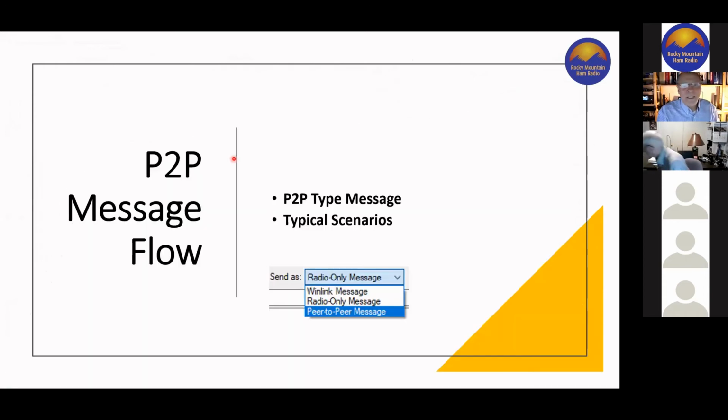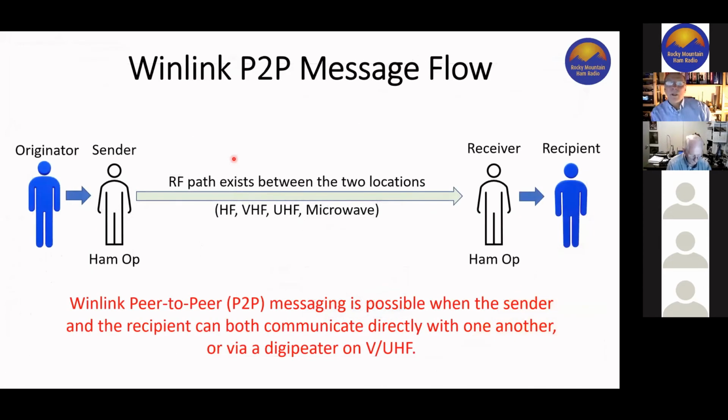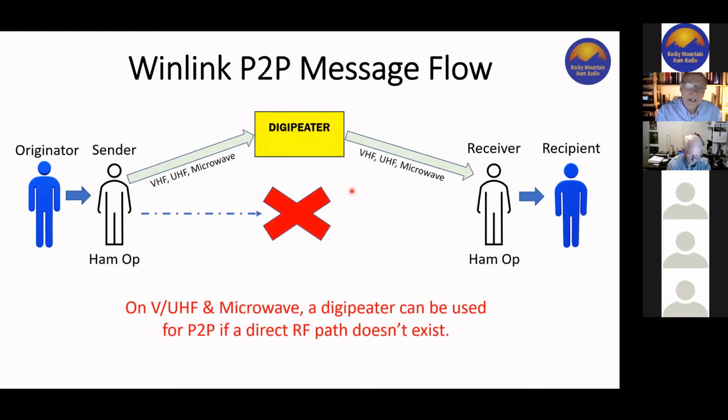All right, let's look at P2P, peer-to-peer message flow, just real quick. This is the simplest setup that you can have. This is ideal. The sender can communicate directly with the receiver on HF, VHF, UHF, or microwave, doesn't matter. Somehow they can connect RF-wise between each other. Simplest way you can possibly do it. This is super reliable and works really well. But again, we have the drawbacks we've mentioned earlier that we'll talk about again.